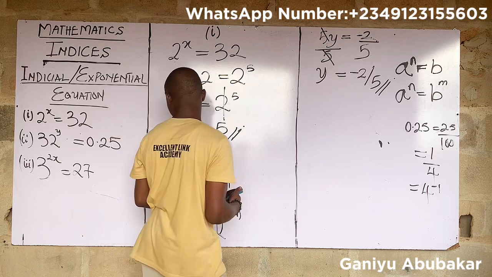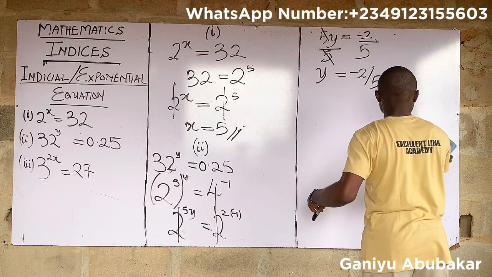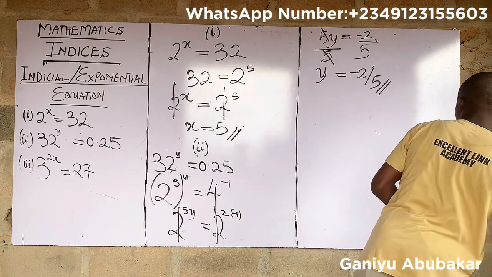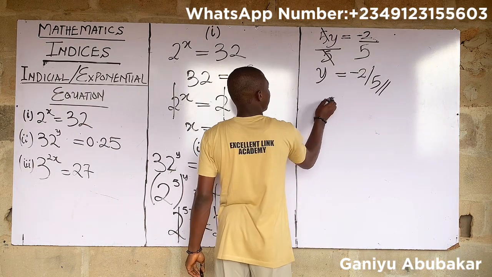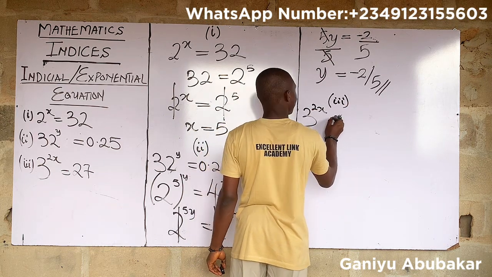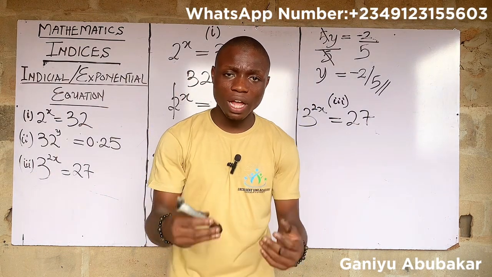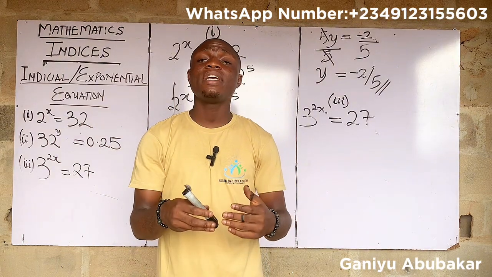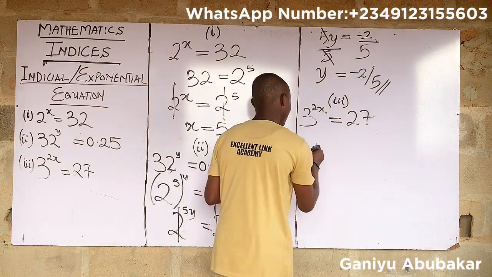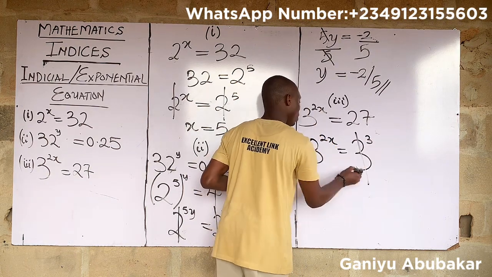Let's look at the last one there, and let's see what we get. For the last one, I have number 3: 3 to power 2x equal to 27. We said when it comes to initial equation, what's your task? I'll try to express the left hand side and right hand side with the same base. This is 3 to power 2x. 27 gives 3 to power 3, so this one will cancel this.